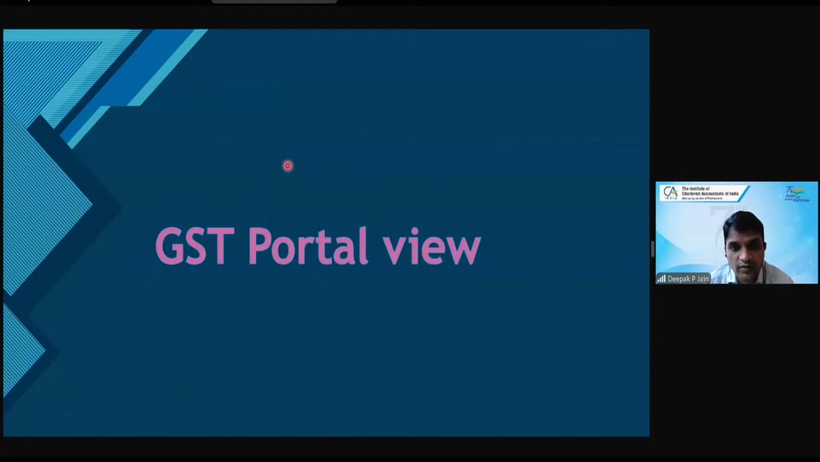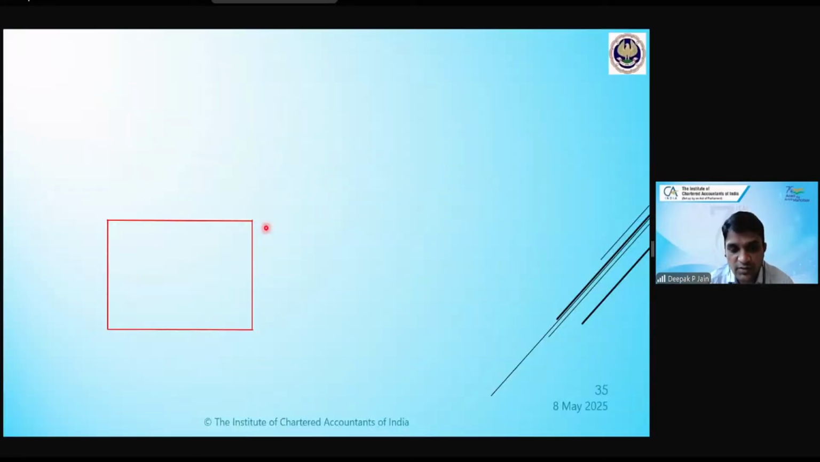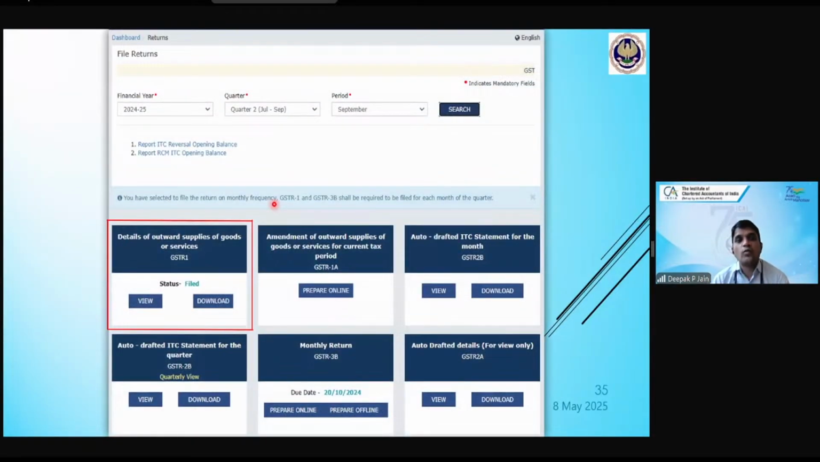GSTR portal view. Okay, just to give you a portal view, I've taken some screenshots and I'm sharing with you. How do you file the 1? How do you file the 3B? This will be very interesting.